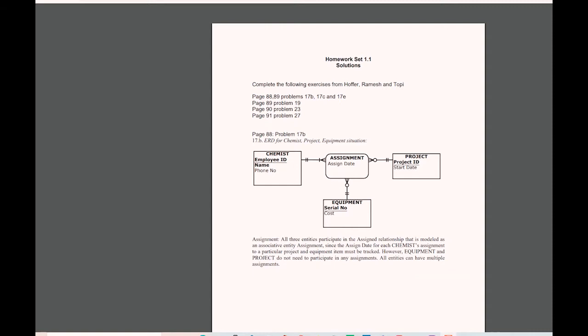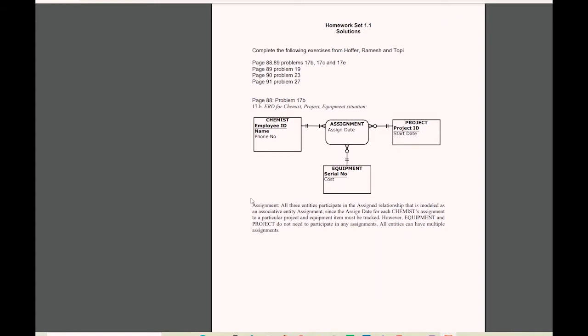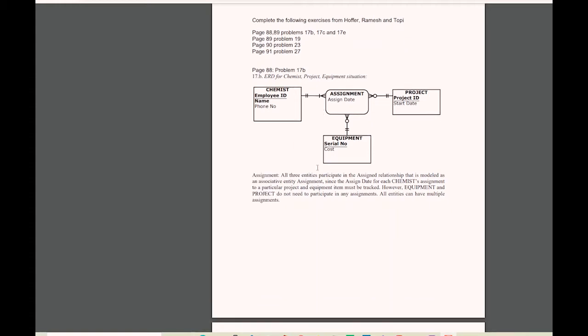So whenever you have a ternary relationship, you like to have an associative entity here. That would capture the fact that the employee used equipment on a project and there was an assignment date. So that's how you could do this one. You could have broken it out into some binaries and assumed a few things, like equipment is always used by that chemist on that project if it's assigned to it. This is a little cleaner because it gives you all three things together. Okay, let's look at the next one here.